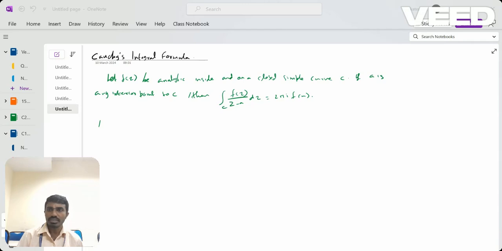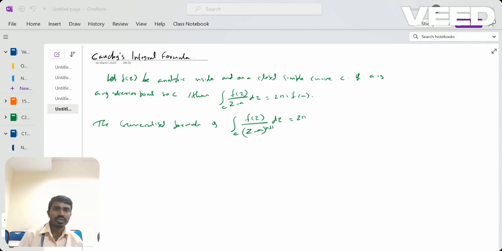The generalized formula is the integral over C of f(z) by (z minus a) whole power n plus 1 dz equals 2 pi i into the nth derivative of f at a, by n factorial. So the difference between Cauchy integral formula and the generalized formula is, here it is z minus a, but here it is (z minus a) whole power n plus 1. The power is the difference.